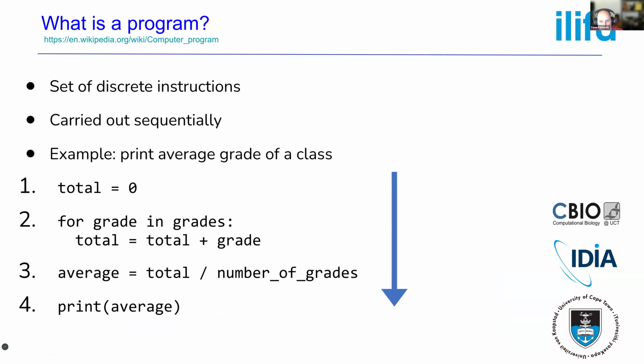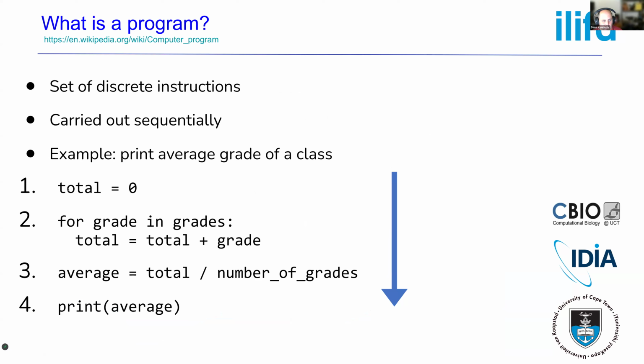So let's talk a little bit about what a computer program is. This is a very simple serial program. It's just instructions that are run one after each other. So it's a set of discrete instructions. We can read them clearly one after another. They run one after another. And this example would print out the average grade of a class.